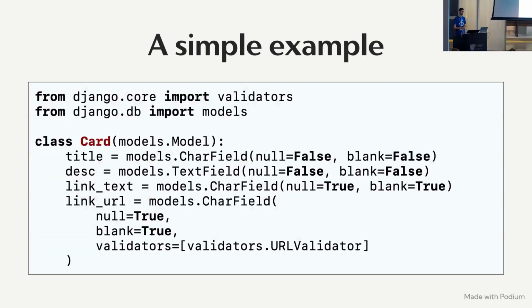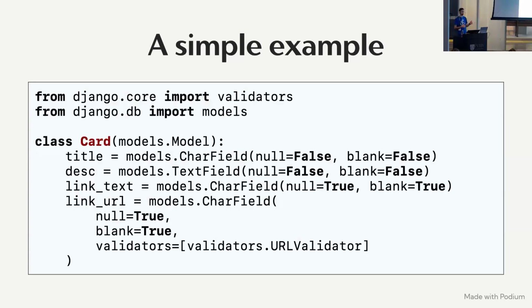Here's a simple Django model for the kind of card that you might find on many websites. It has a title field and a description field. These are both required, and note the null equals false and blank equals false parameters on those fields. And it has two fields that support an optional link to be displayed below the description.